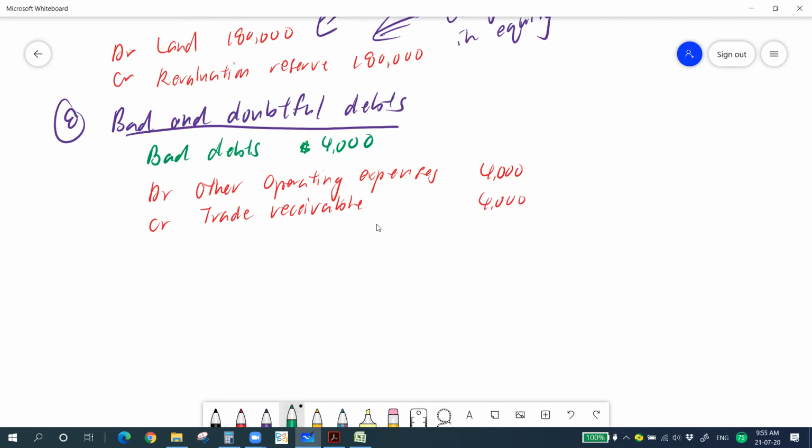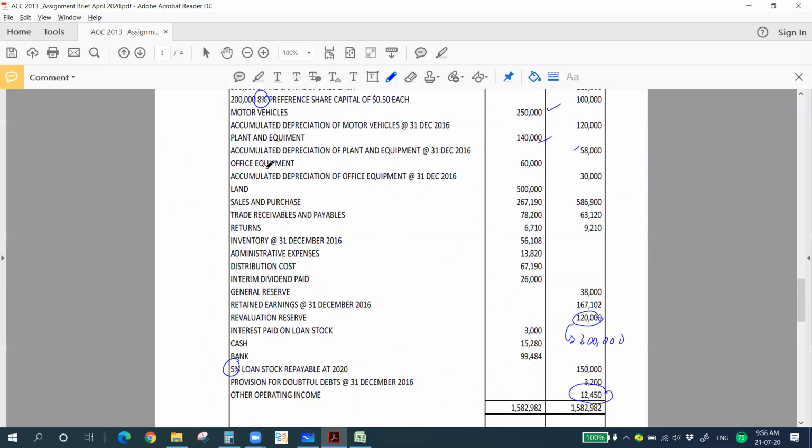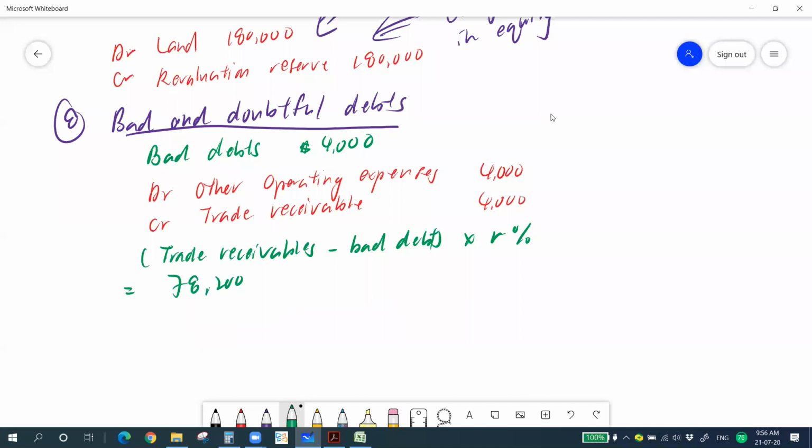The next thing they want us to do is provide provision for doubtful debts, right? So the formula for provision for doubtful debts: we use trade receivables minus bad debts, and then multiply by the percentage. So what is our trade receivables? Trade receivables and payables: the debit one is your receivables, only the credit is your payables. So we use 78,200 minus 4,000 times 8%. So how much do we get?